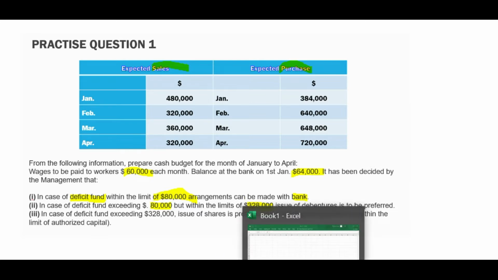Let's prepare our format. We will start with the title, Cash budget. We have 4 months to do, so let's start with January, February, March, April. This question is using the dollar currency, so we just copy all. Look at what our format will be. It will start with the receipts.